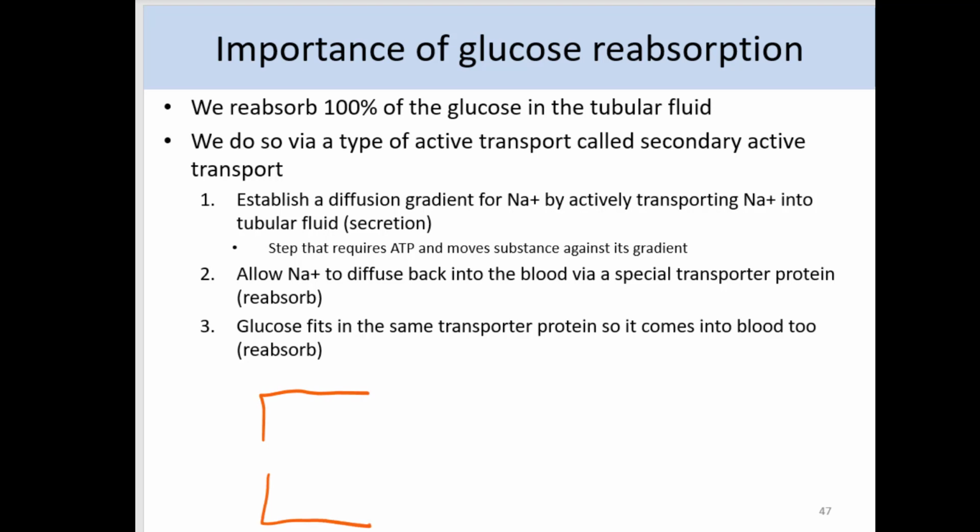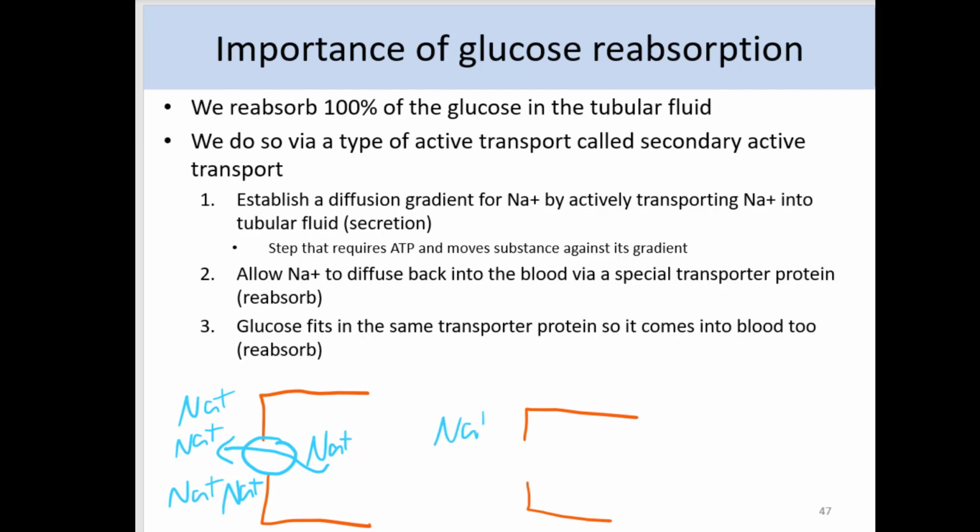So here is going to be a cell membrane, and this is going to be my sodium pump. And I'm going to use the sodium pump to move the sodium out of the renotubule cells and put it into the renotubular fluid. So I'm going to build up this really high concentration of sodium ions in that renotubular fluid. Now that I have that high concentration of sodium in that renotubular fluid, I can use that sodium diffusion gradient to help bring glucose back in.